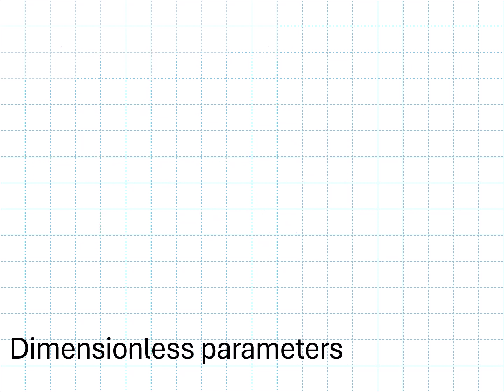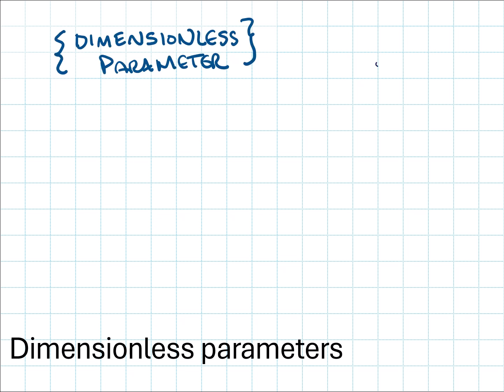So now, what about these dimensionless parameters? So the primary dimensionality of a dimensionless parameter is 1.